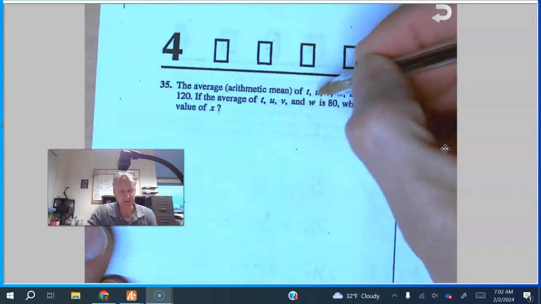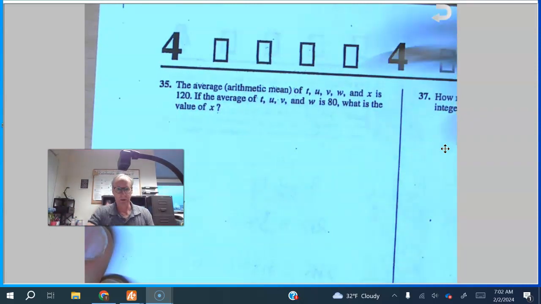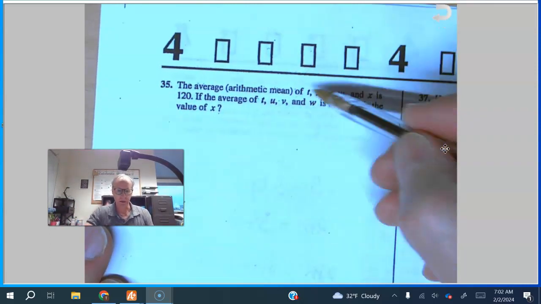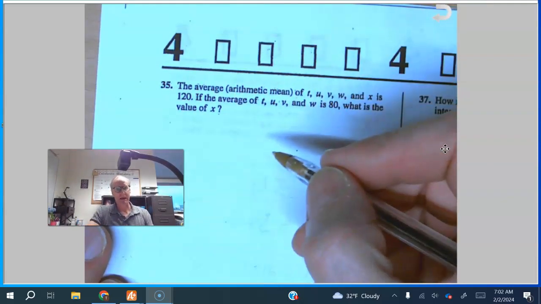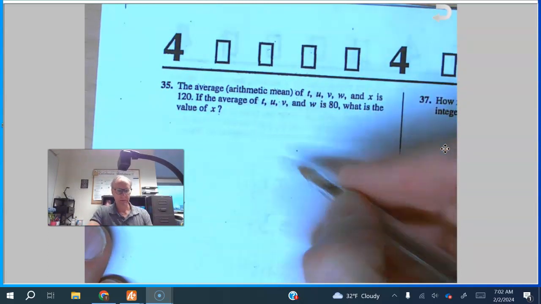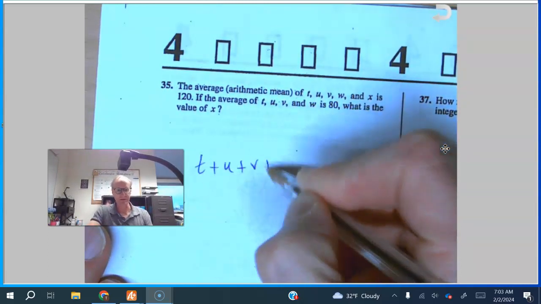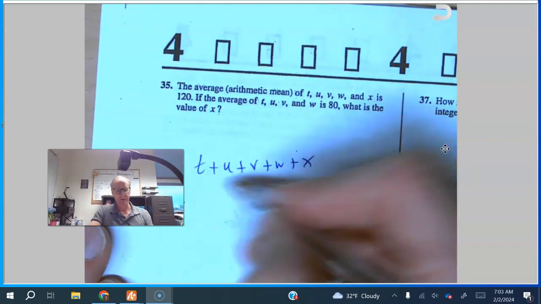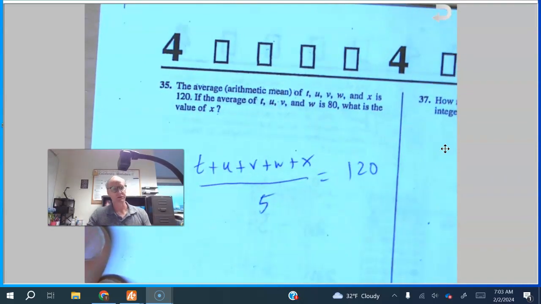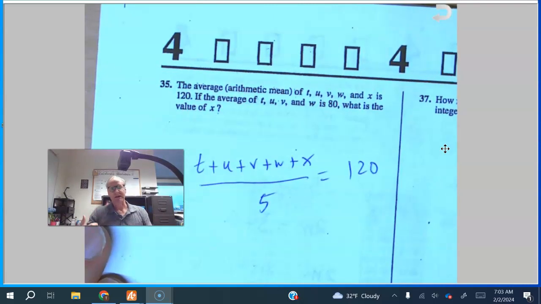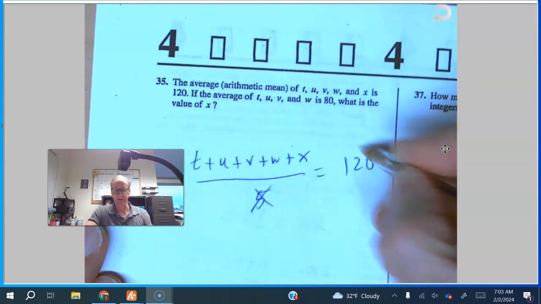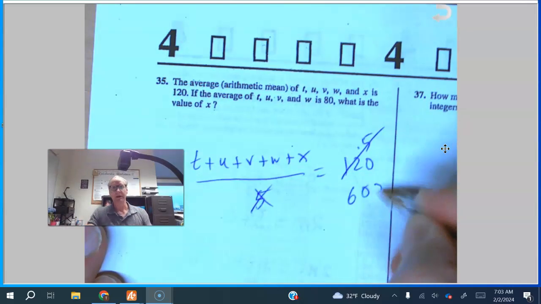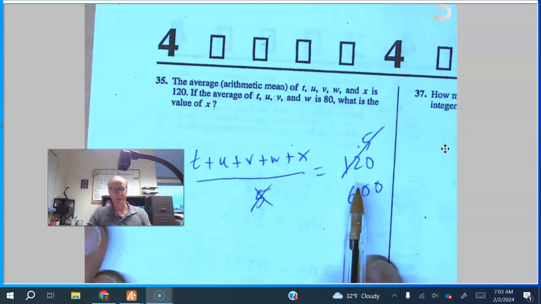What do we got? We have the average, called the arithmetic mean, of all these numbers is 120. There are 1, 2, 3, 4, 5 numbers there. Well, something you need to know about averages is that if you add them all together, t plus u plus v plus w plus x, we add them all together, we divide by 5, we get the 120, which is the average. What you want to remember is that the SAT is going to test you a lot on knowing that if you multiply by 5 on both sides, the sum of all these is 600. A lot of times the question will ask something about that.